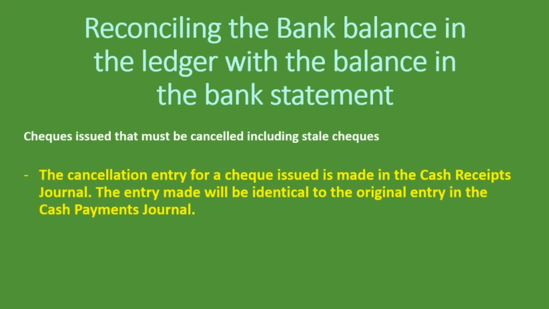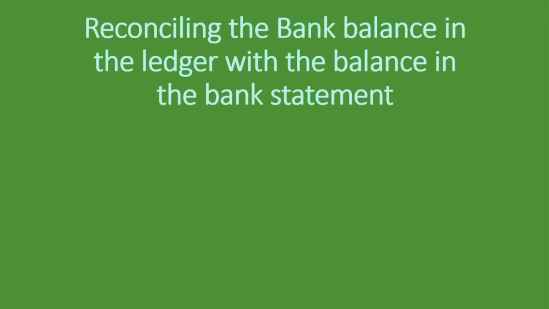The cancellation entry for a check issued is made in the cash receipts journal. The entry made will be identical to the original entry in the cash payments journal. So why do you do this? If you issue a check to someone and they tell you now that check that you issued must be cancelled, the day that you issued that check, you recorded it in the cash payments journal. But now that you are cancelling it, you are recording it in the cash receipts journal to take it off your books to say, now we are cancelling this check.